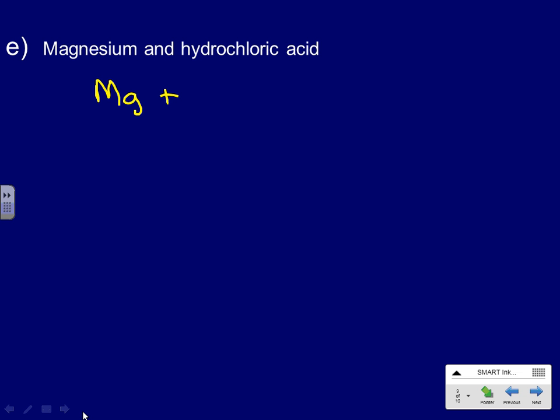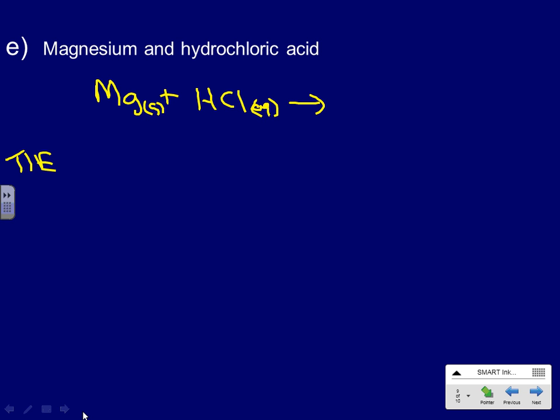Formula for hydrochloric acid? HCl. Now, I'm not putting the charges in until I get to my total ionic equation, right? So I'm not worried. I'm treating this just like we treat any single displacement. In this case, we've got hydrogen, and which one's below, magnesium or hydrogen?